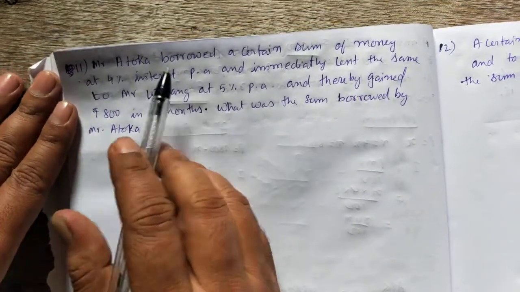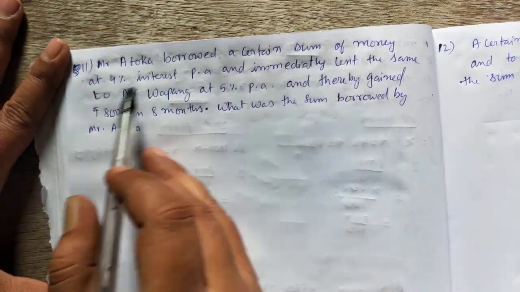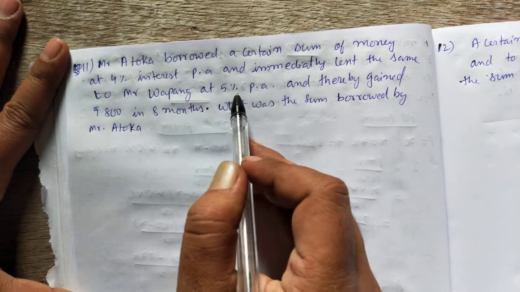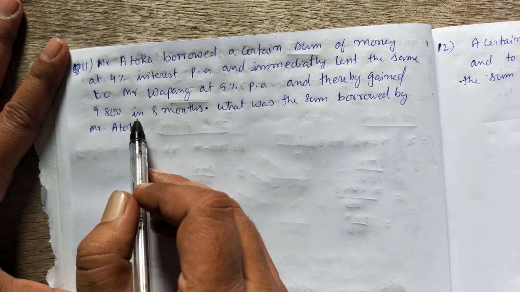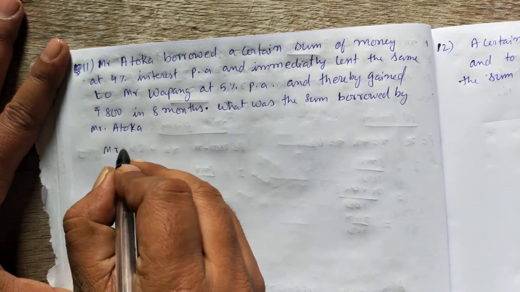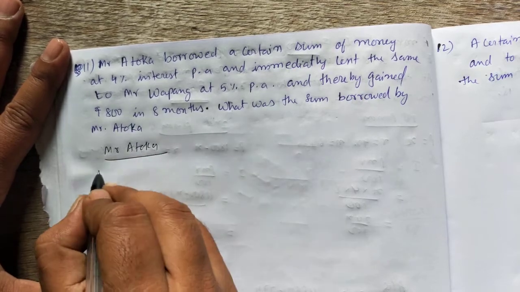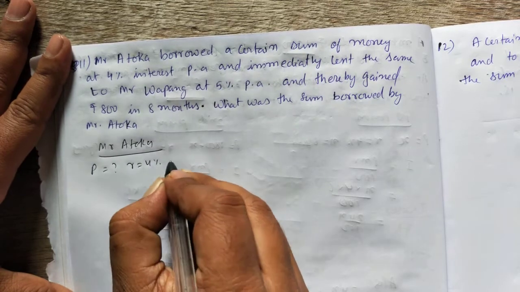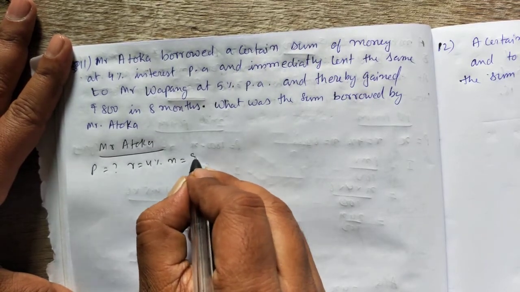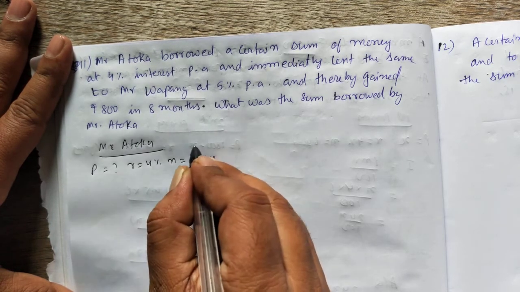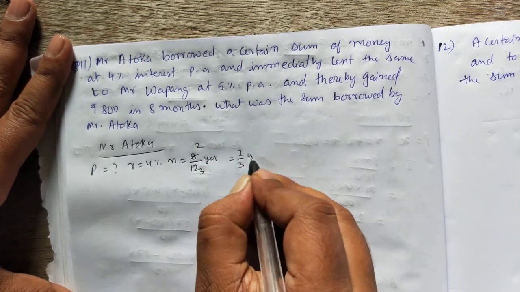Let's do question number 11 now. Mr. Atuka borrowed a certain sum of money at 4% interest per annum and immediately lent the same to Mr. Wapang at 5% per annum, thereby gaining 800 in 8 months. What was the sum borrowed by Mr. Atuka? So for Mr. Atuka, principal we don't know, rate is 4%, n is 8 months. 8 months means 8 by 12 years. 4 2 4 3, so 2 by 3 years.